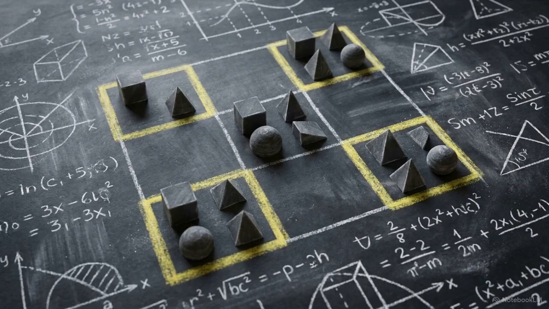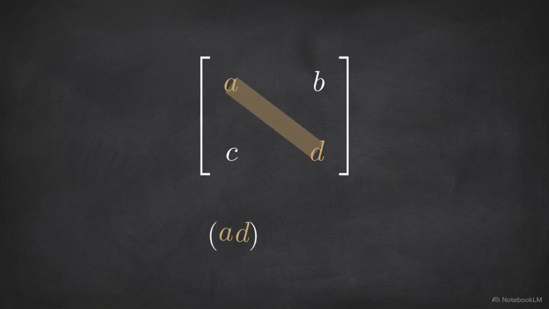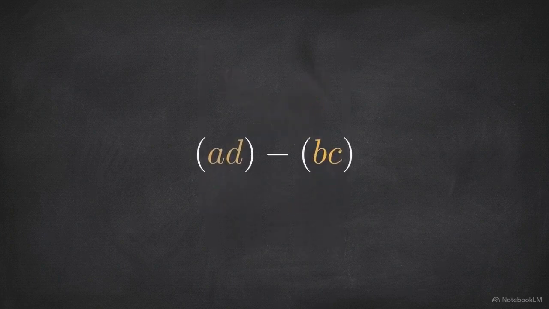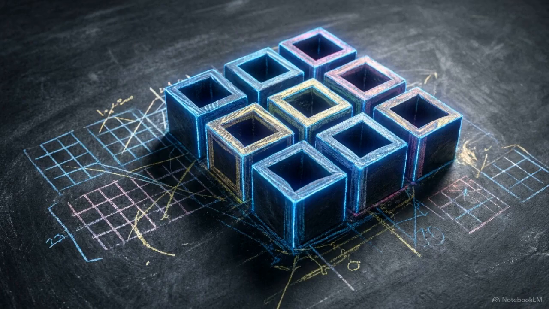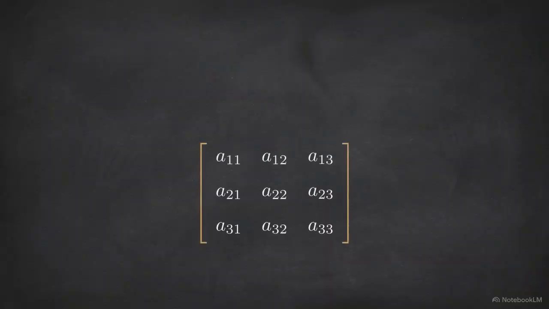Evaluating the determinant of a large matrix requires breaking it down into smaller 2 by 2 blocks. The calculation starts with straightforward cross-multiplication. We multiply the top left element by the bottom right and subtract the product of the remaining diagonal. Scaling this up to a 3 by 3 matrix means we expand the grid along a single row or column.